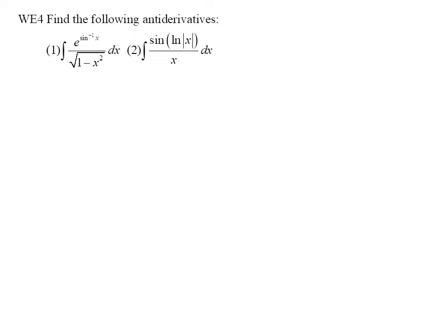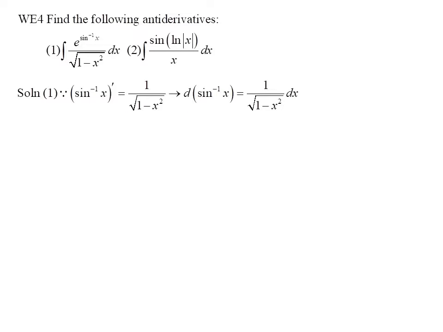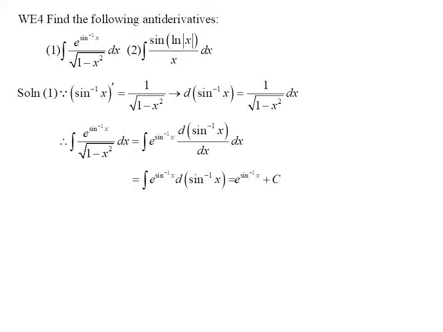Example 4 is to find two antiderivatives. As for the first one, since the differentiation of arcsine of x equals the reciprocal of the square root of 1 minus x squared, d arcsine of x equals the reciprocal of the square root of 1 minus x squared dx. Hence, the antiderivative equals the integral of e to the arcsine of x d arcsine of x by dx, which equals the integral of e to the arcsine of x d arcsine of x, which is e to the arcsine of x plus c.